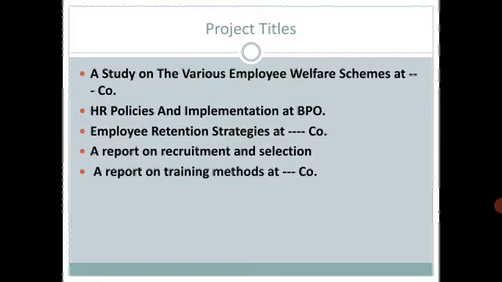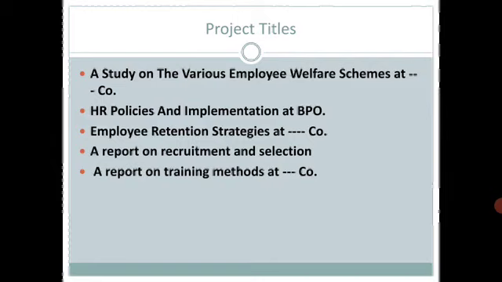Then the objectives of the study. You are supposed to discuss the objectives of the study whichever you have mentioned in your project report. Then, what are the findings of your study? You are supposed to mention the findings of your study.